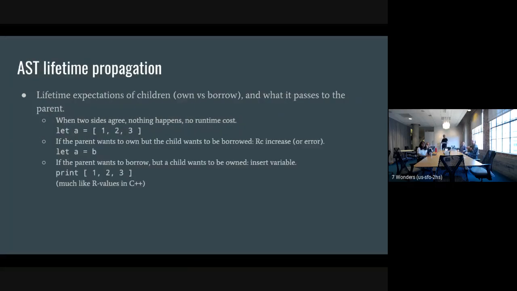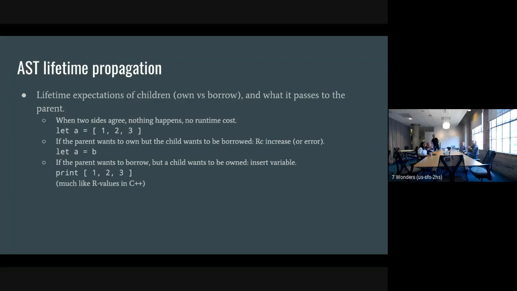So how does the core of the algorithm work? Basically, as it's doing its flow-based type checking, it's going to match the lifetime expectations of the children. Children say whether they want to be owned or borrowed, with what the parent wants, like whether they want to own or borrow the children, and then it tries to match those as best as possible. Of course, if those two sides agree with each other, then nothing happens, no runtime costs.